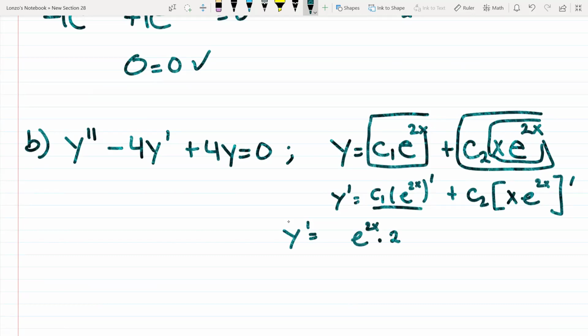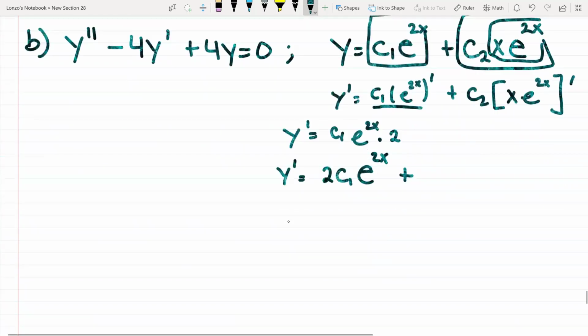And then you could bring down the C1, so that would be what's 2 times C1? That's 2C1 e to the 2x. Plus, now how do you take the derivative of x times e to the 2x? You apply the product rule.